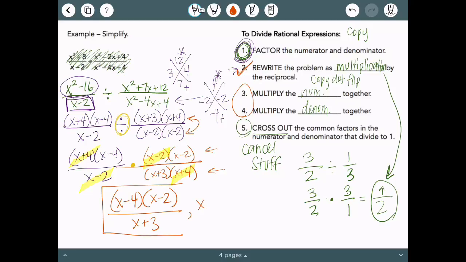I want to make my warnings. So x cannot equal, from here 2, from here negative 3, from here negative 4. That's going to be my answer for division. So we see the same steps. We're going to factor things and cancel stuff. The only change is that we are going to do our copy dot flip stage in the middle.